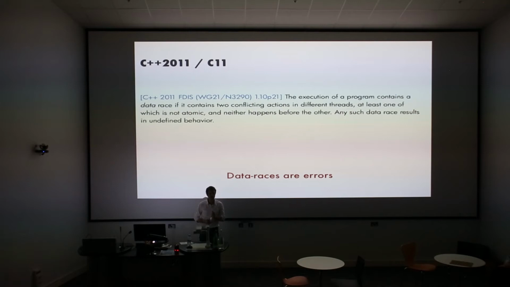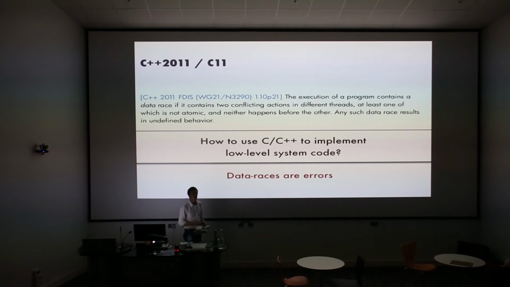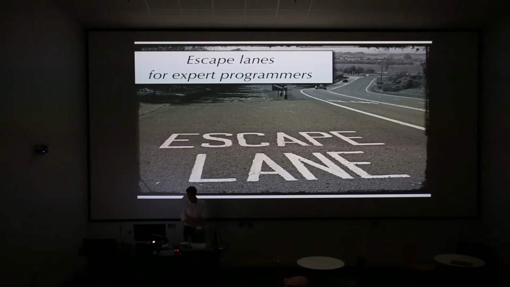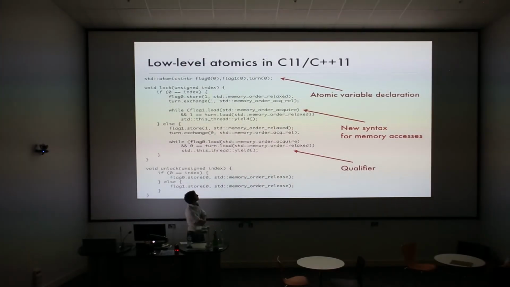However, C11 is used to write a lot of low-level system code. And this code is intrinsically racy. So you cannot live in a data race-free programming language that gives no semantics to racy programs. And to allow programmers to write low-level system code using C11, the C11 memory model gives expert programmers some escape lanes which are called low-level atomics.